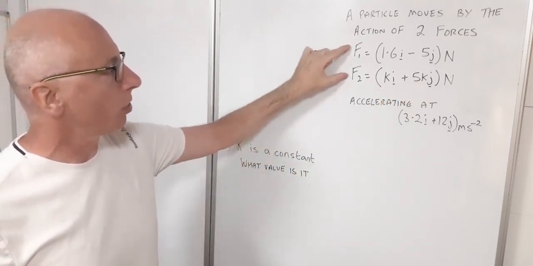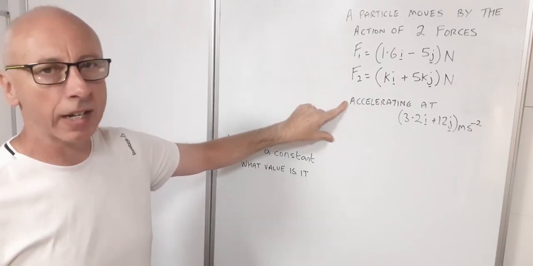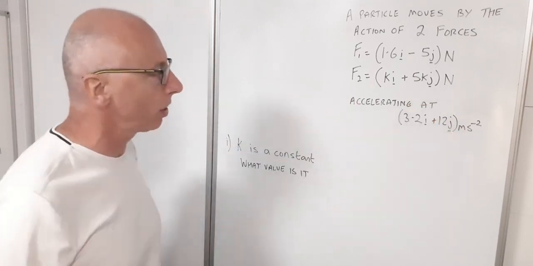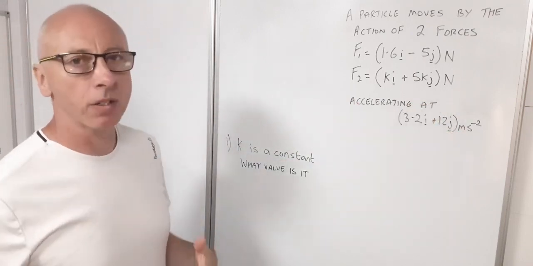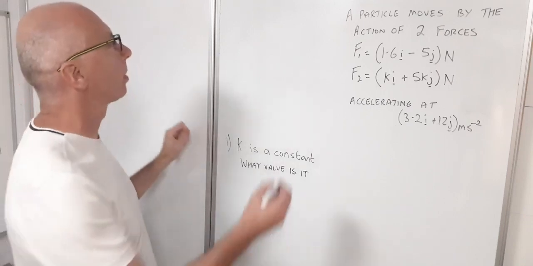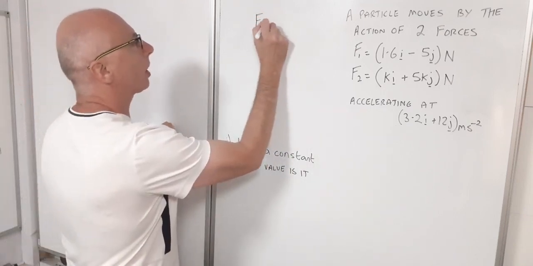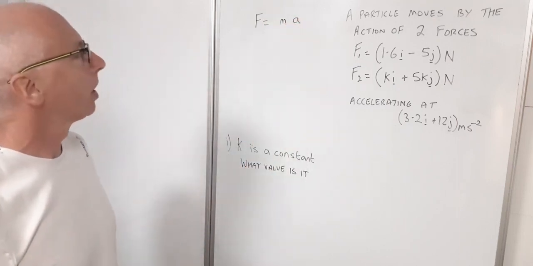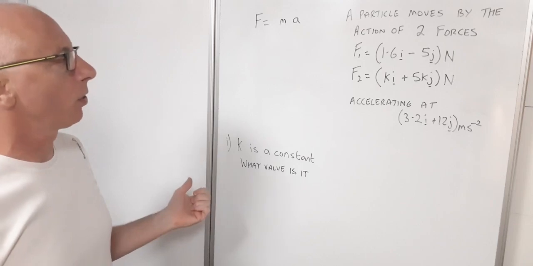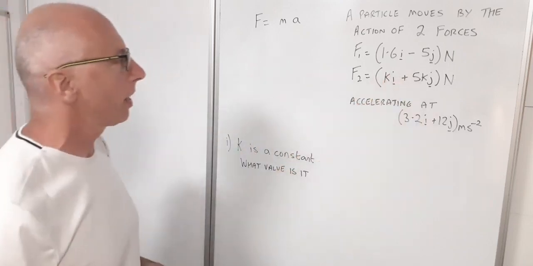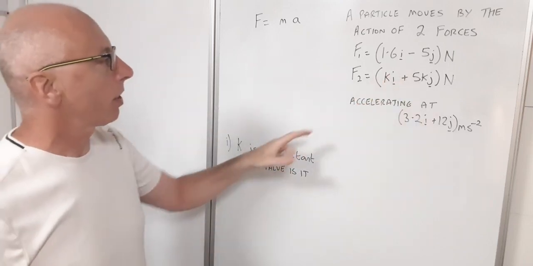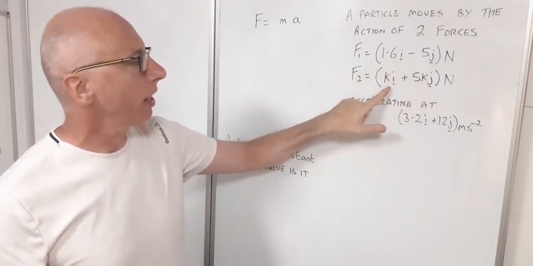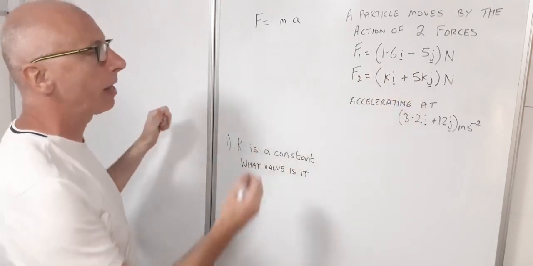Now we've got two forces and we've got acceleration, and it's given in meters per second squared and newtons, which is the standard units. So here we'll be looking at Newton's second law to try and solve this for us. So we've got force equals mass times acceleration. So what is the force on these? Let's add them up first. So the forces here are 1.6i minus 5j and ki plus 5kj.